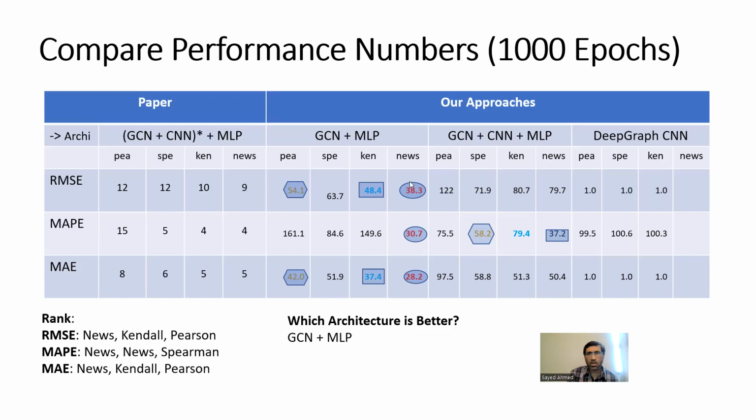Overall, we can see the circle is the first lowest. So we can see that GCN plus MLP still performs well, very close to GCN plus CNN plus MLP. Still, this one is closer to the paper's architecture, but GCN plus MLP is simpler and still performed very close. Very close meaning, I mean, even better.